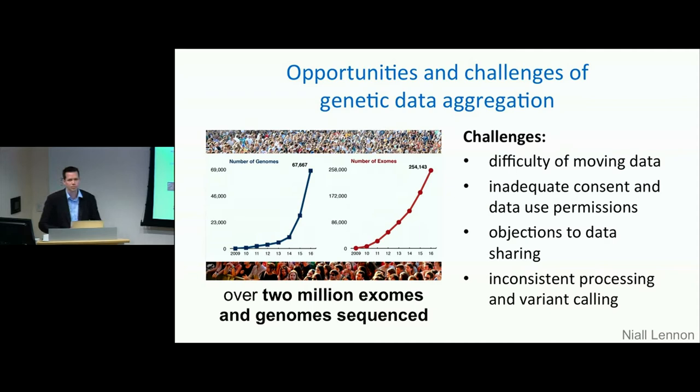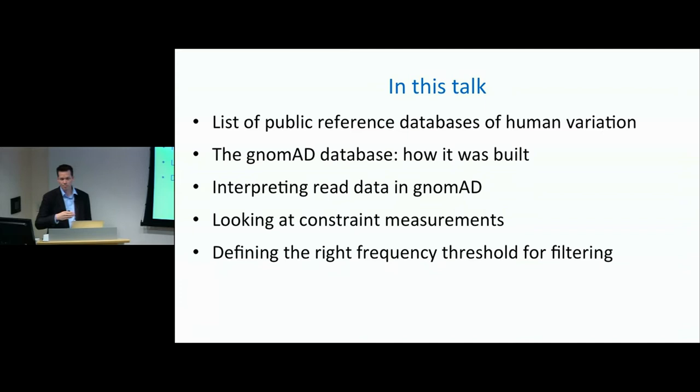And so we and others have been working for a number of years to try to overcome these problems and build very large reference data sets that are as harmonized as possible. That is, variation is called in exactly the same way across all of the individuals within them. And in this talk, what I wanted to do is first very briefly describe some of the public databases that exist out there that you may be interested in accessing when exploring your own data. But I'll spend the bulk of this presentation talking about one of the databases that we built, the gnomAD database, which is a successor to ExAC.